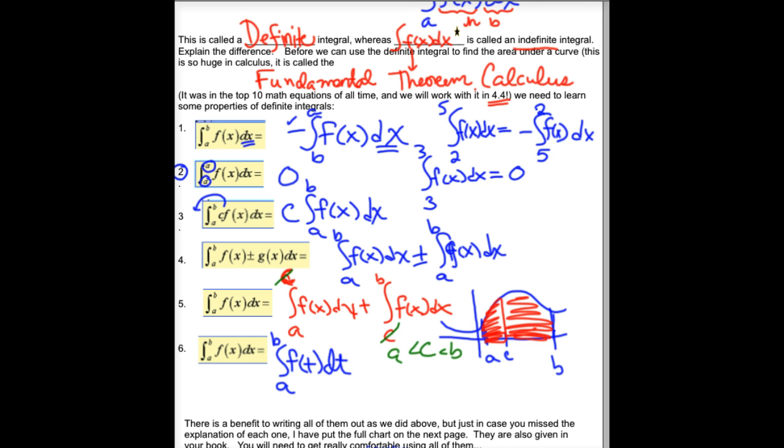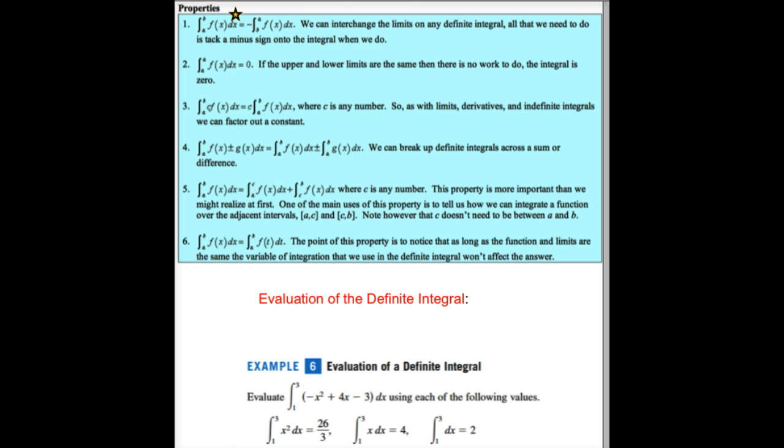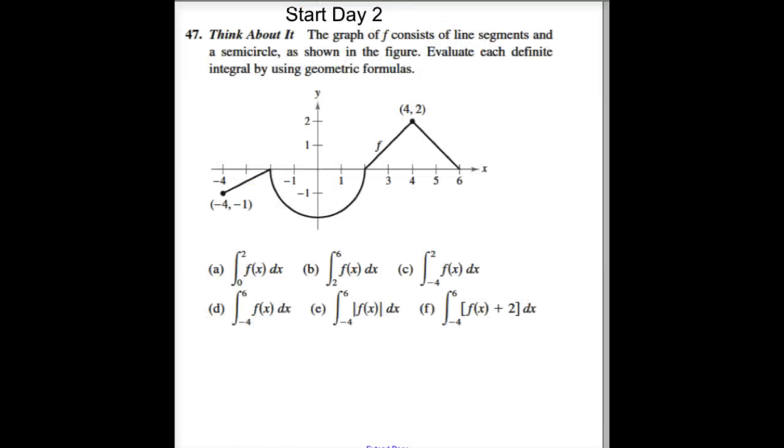So let's go take a look down here. Let's see if I can scroll this. It says there's a benefit to writing all of them out as we did above, but just in case you missed it, I put them all on the next page explained in more detail. So on the top of this next page is everything I just told you. And then we're going to practice using the properties. So what I'd like to do first is I missed a page back here. Sorry, go back a page in your notes and let's make sure you understand how to read all of this notation first off.